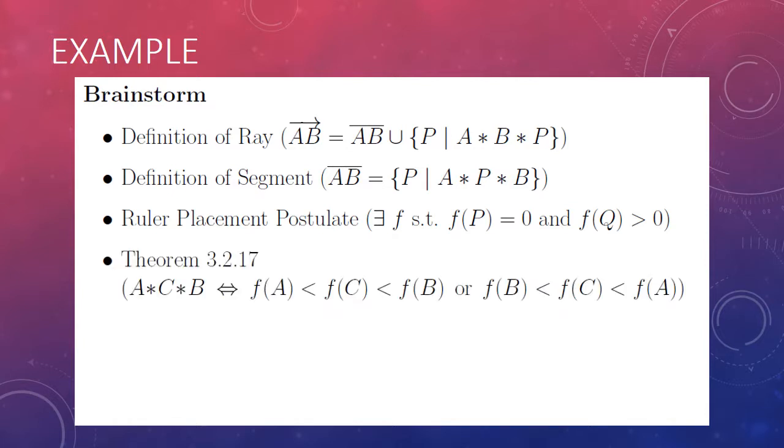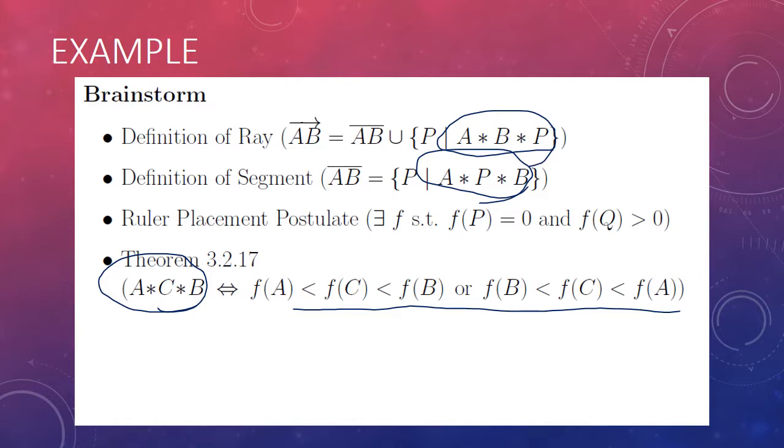Theorem 3.2.17 turns out to be relevant because it takes this notation here and relates it to something about the numbers that f corresponds to. Since both of these show up here in the definition of a ray and a segment, and we have a line that actually ends up doing this for P and Q, it'd be good to see how those two relate. So that's why theorem 3.2.17 sounds like it would be important here.